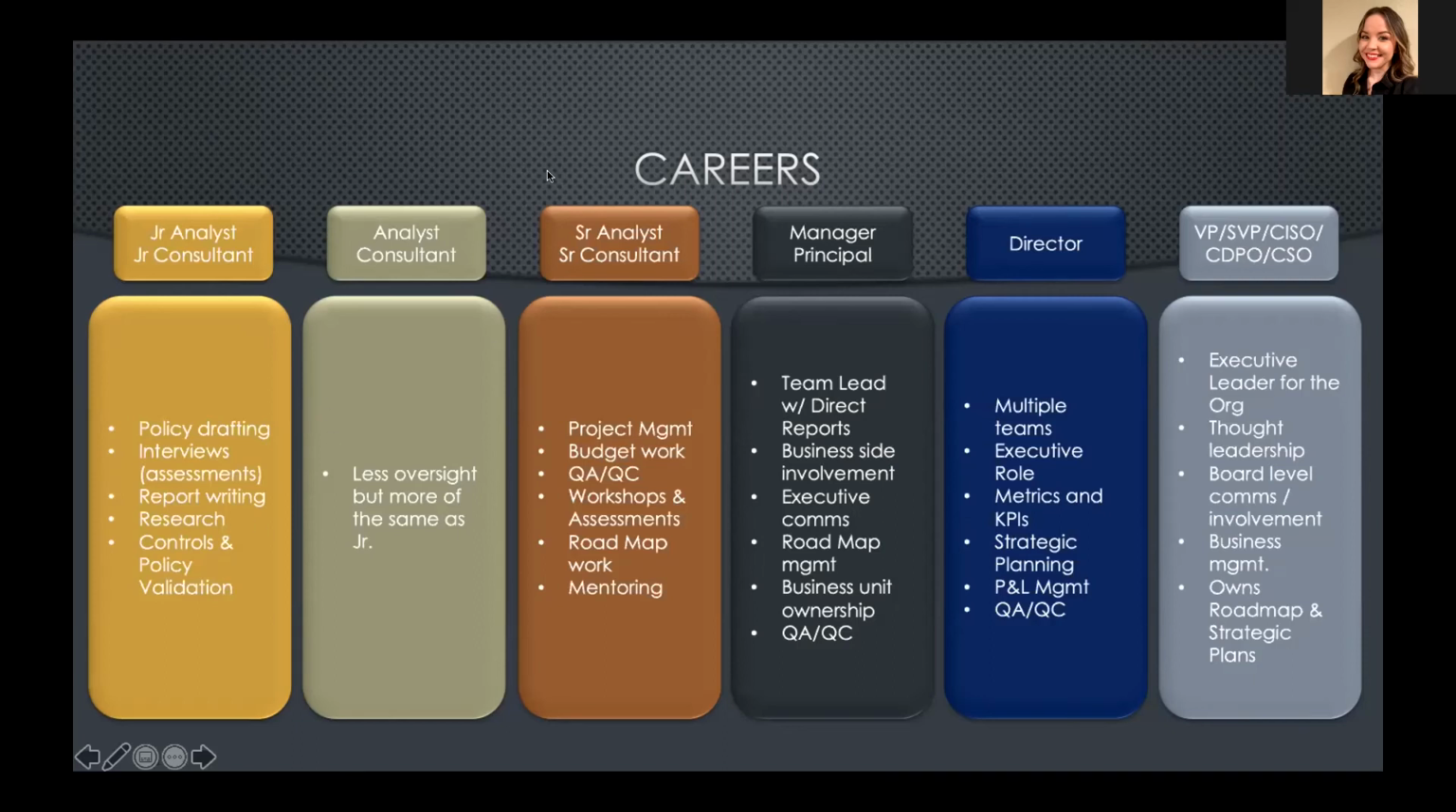Once you're up to the senior positions, this is where a lot of times you'll own projects. A lot of times you'll have a part in that budget, whether that is going back to the roadmap that says, here's the 15 things we want to do.